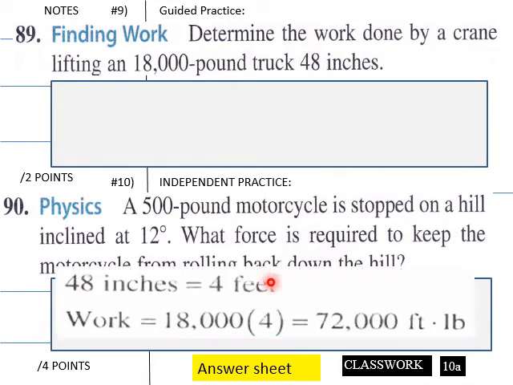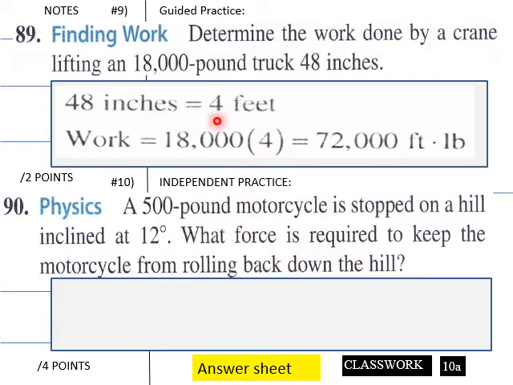So up here, 48 inches equals 4 feet. So work would be 18,000 pounds multiplied by 4. So for 48 inches, it would be 72,000 foot-pounds. That is the measure of work done in lifting an 18,000-pound truck 48 inches.